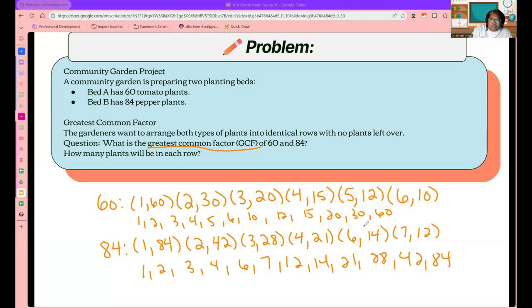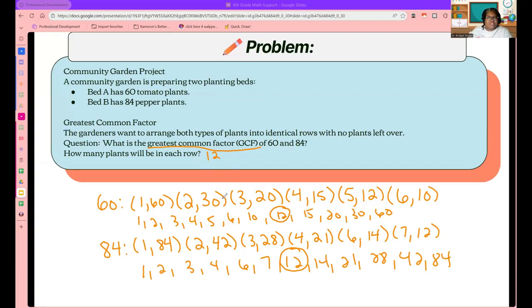Now, if we look at the numbers here, it looks like 12 will be the largest one that they have in common. So that means we would have 12 plants in each row.